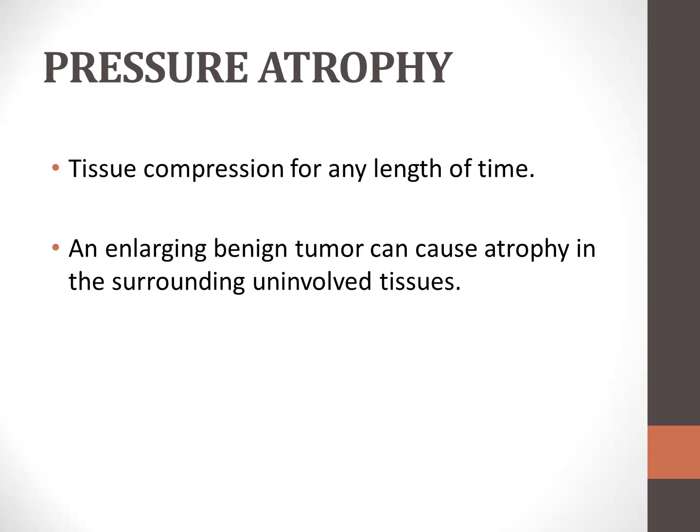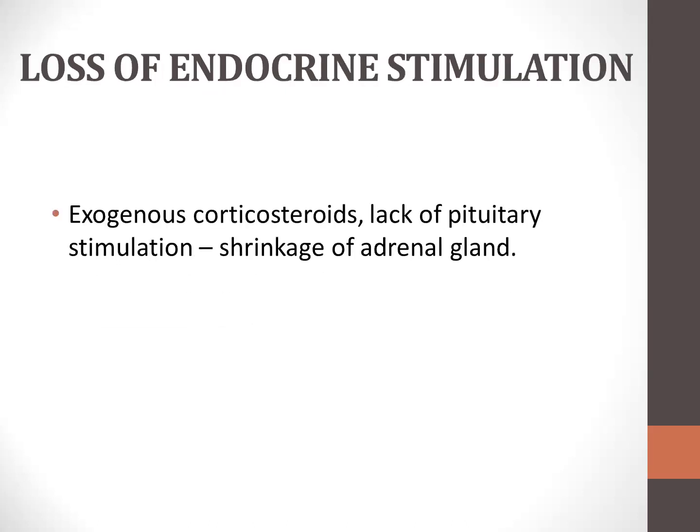Then pressure atrophy can occur because of pressure effects of an enlarging tumor or a mass that can lead to compression of the surrounding uninvolved tissues and cause atrophy. If the endocrine stimulation is lost, this can also lead to atrophy. For example, if exogenous corticosteroids are given, steroids given from the outside, they can result in lack of pituitary stimulation and result in shrinkage of the adrenal gland.